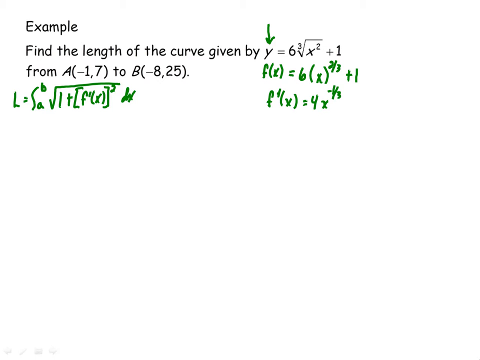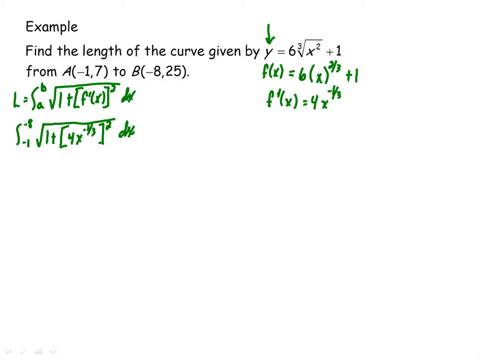All right, so what are our boundaries? Always a to b. Negative 1 to negative 8. Always a to b. I know that sounds backwards, but it's always going to be a to b. Okay? 1 plus, and then we're going to take our derivative, and we're going to square it.